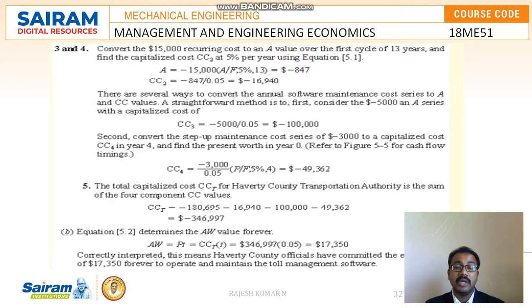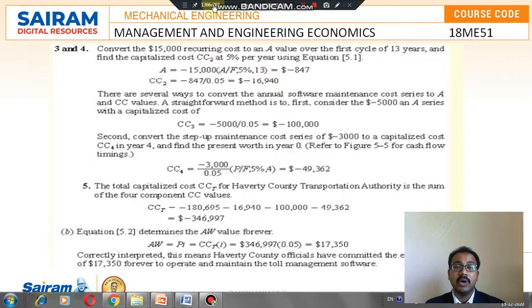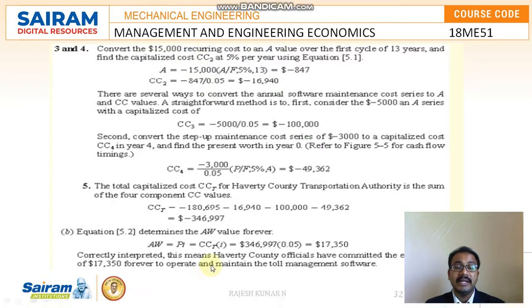This equation determines the annual worth value A forever. So I'll be doing it considering the interest. I will be getting approximately $17,350. So correctly interpreted, this means Haverty County officials have committed the equivalent of $17,350 forever to operate and maintain the toll management software.